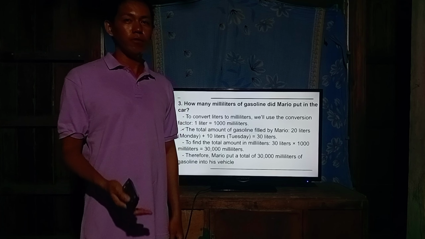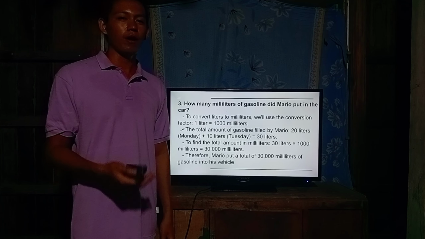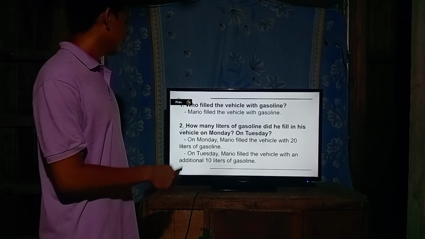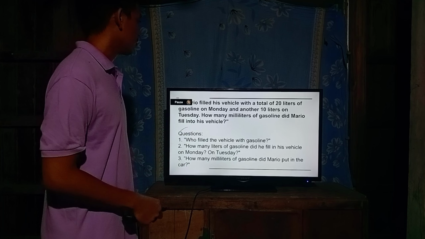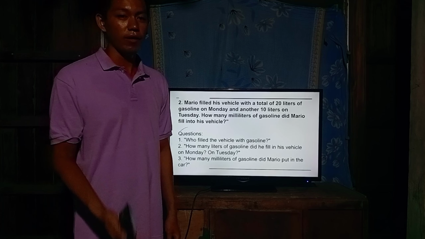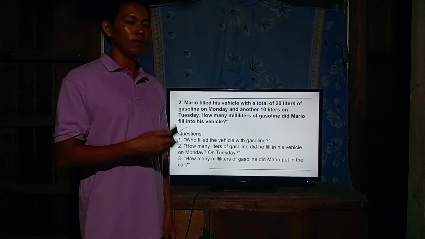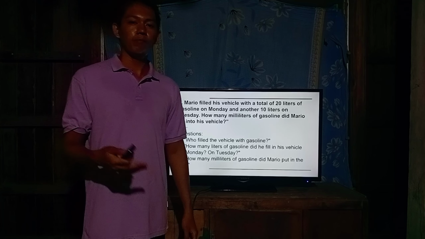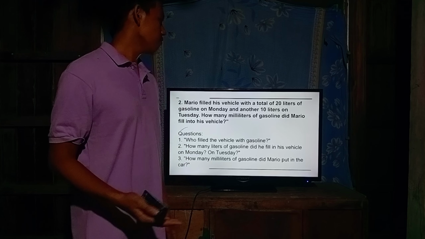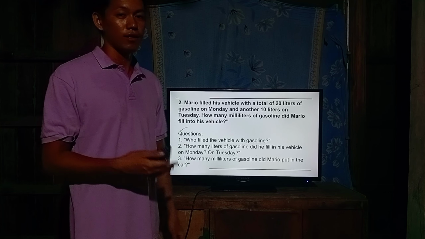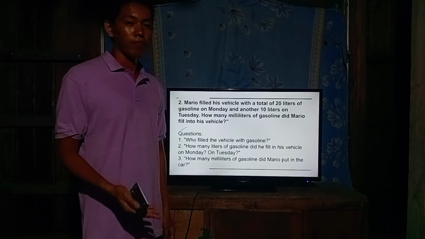There is a problem number 2. Is it a routine or non-routine problem? So, natin daan, no? The given is, si Mario daw is nagpagasolina og 20 liters pag Monday, and then gi-add niya og 10 liters on Tuesday. So, it is a non-routine problem. Why is that? It is because si Mario pwede siya mo gasolina pag Monday og 30 liters. Pwede ni Tuesday, mahimo na lang 5.